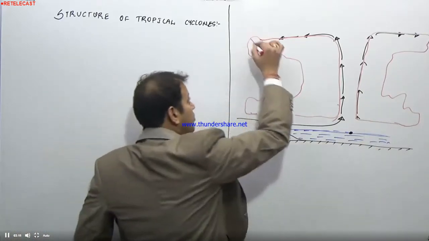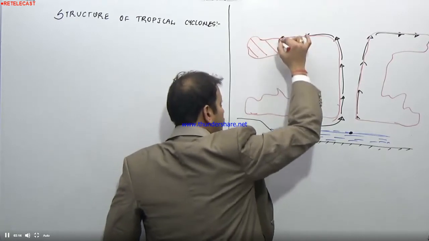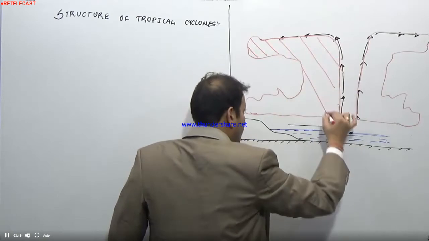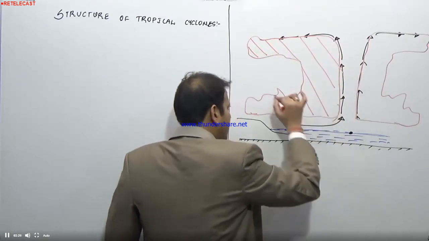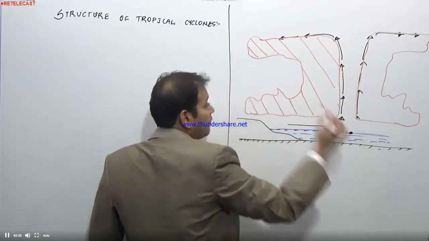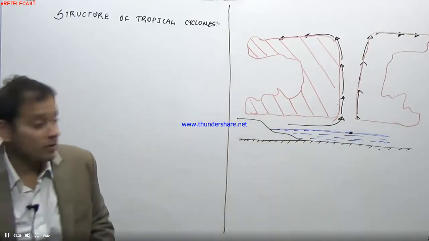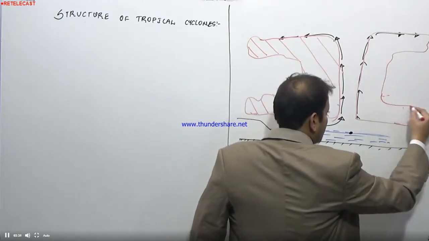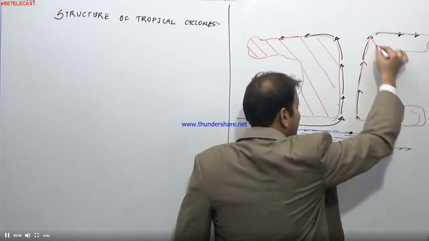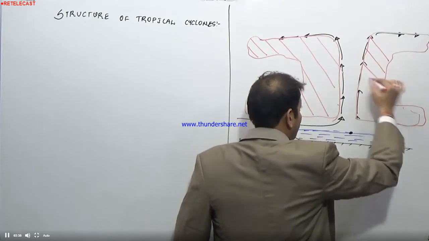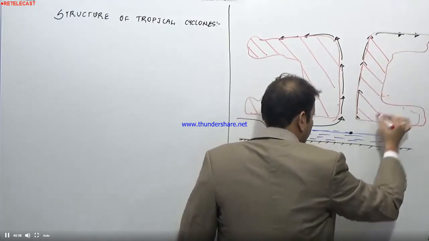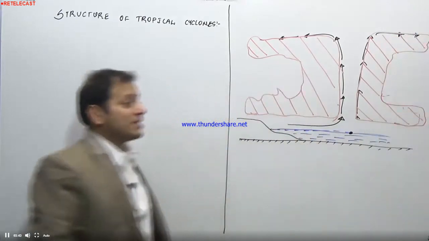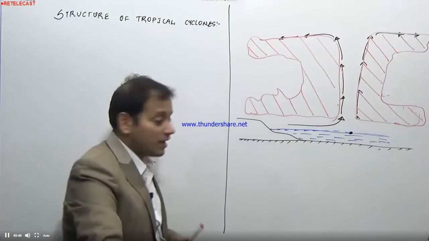Now obviously for the cumulonimbus clouds, you can see the height of the cloud. Looking at the diagram, you can get a rough idea of the velocity or the intensity of a tropical cyclone, because very huge cumulonimbus clouds are formed. Such a cyclone obviously becomes very dangerous. So the structure of a tropical cyclone is somewhat like this.